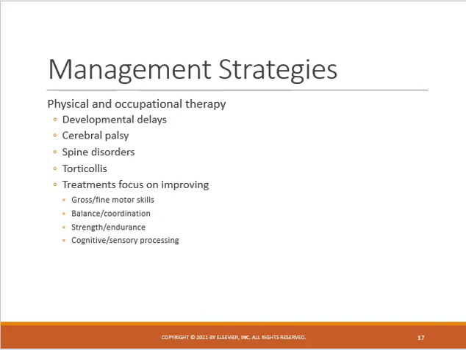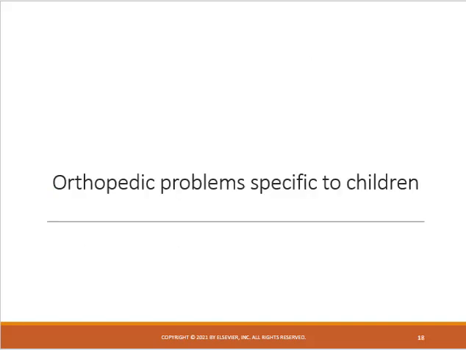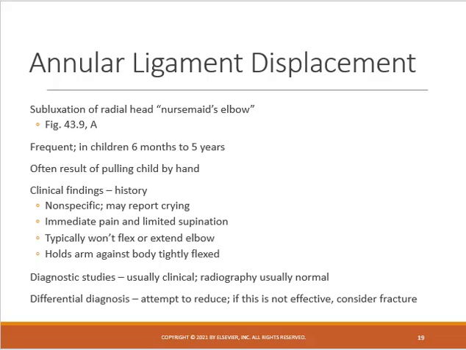We also have PT and OT for other conditions such as developmental delays, CP, spinal disorders, and torticollis, when the neck can twist, and treatments to focus on improving gross versus fine motor balance, coordination, strength, and cognitive skills. Next, let's talk about some specific problems associated with children.